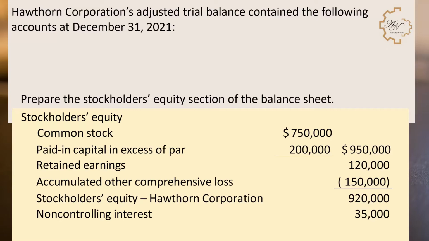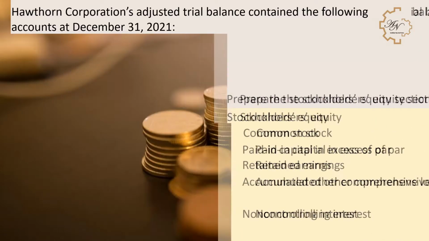$950,000 plus $120,000 minus $150,000 equal $920,000. It's stockholders' equity for Hawthorne Corporation. Plus non-controlling interest, $35,000. And the total stockholders' equity is $955,000. Let's move to the example.